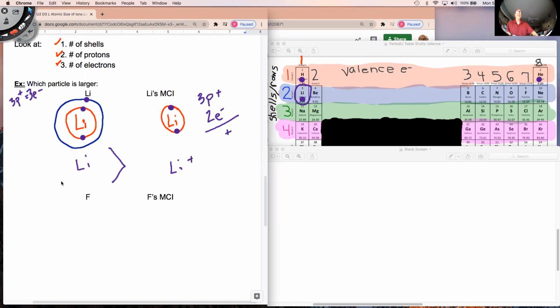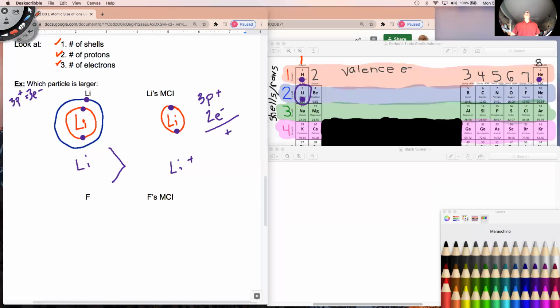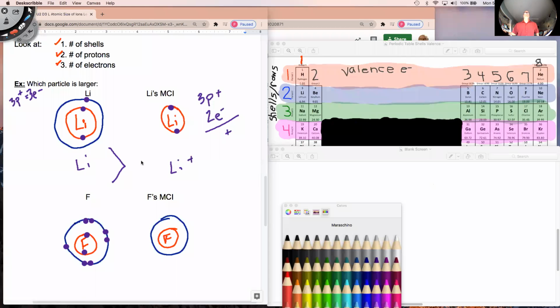So, if we take a look, we want to know which particle is larger, fluorine or fluorine's most common ion. So let's take a quick look. Fluorine, I'm going to draw the electron structure to save us time. Again, we're trying to figure out what's bigger, fluorine or fluorine's ion. We don't even know what the ion is yet. We have to figure that out. So this is what fluorine looks like. Fluorine has 9 protons and 9 electrons because it's a neutral atom. So this would be the size of fluorine.